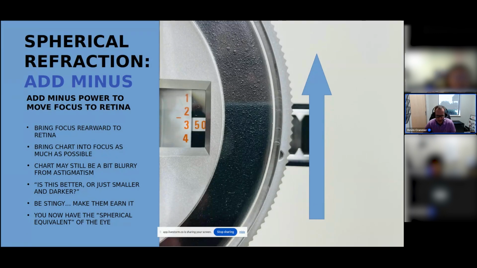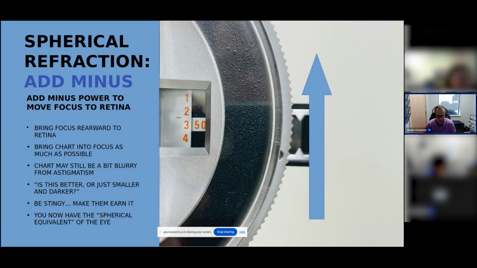So once they've said, yes, that's definitely blurry, then move it back until you say, is this better or just smaller and darker? If you've relaxed their accommodation properly, and now you move the focal point backwards, it will definitely seem better to them. If you move it back a little bit further, then the patient can accommodate and they won't really notice a difference.